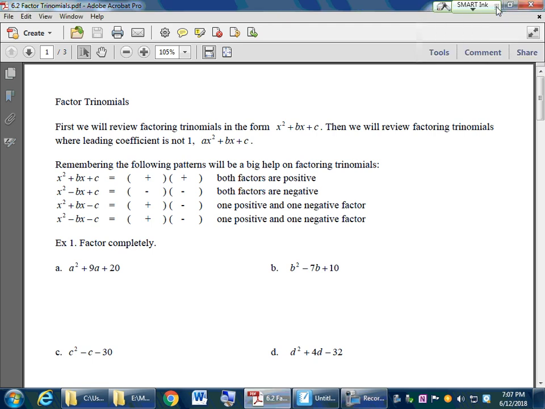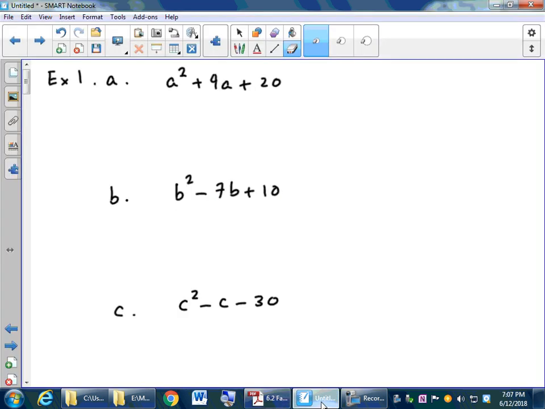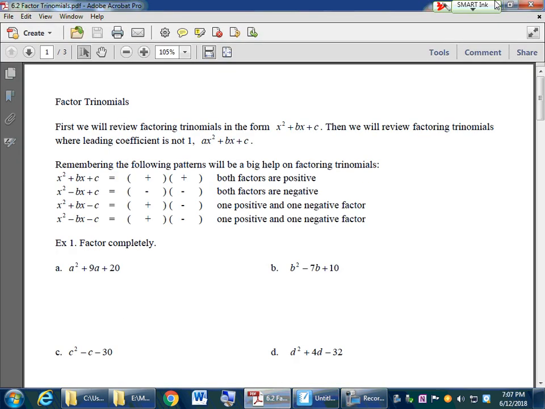6.2 Factoring trinomials. In this session, first we're going to review the trinomial with a leading coefficient of 1, which is right here, where the leading coefficient is 1. And we need to know how to factor this very quickly so that when the leading coefficient is not 1, I will show you a strategy to write it out, and then with the help of a calculator, you can do it fast. Okay.